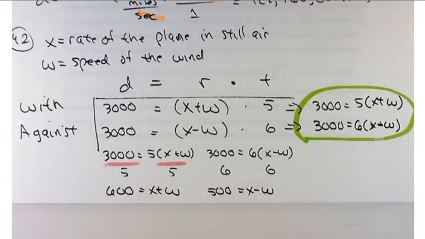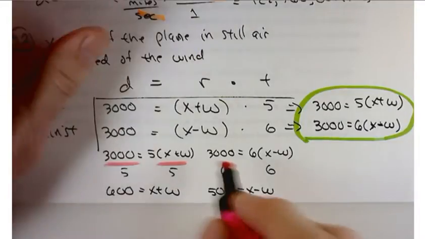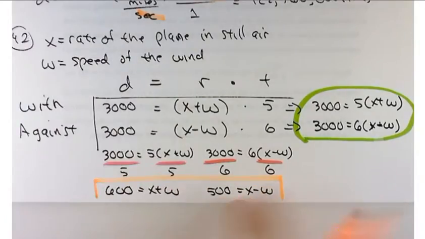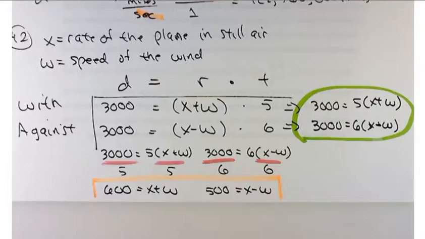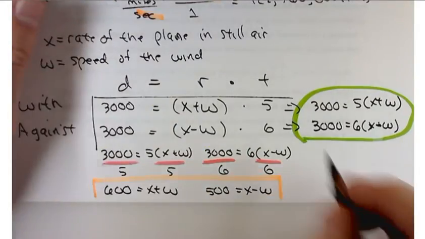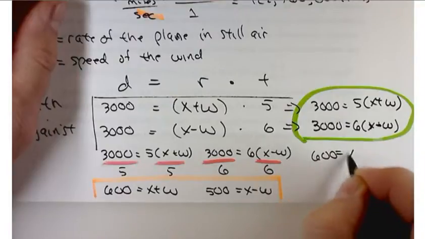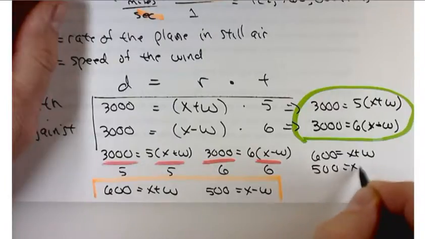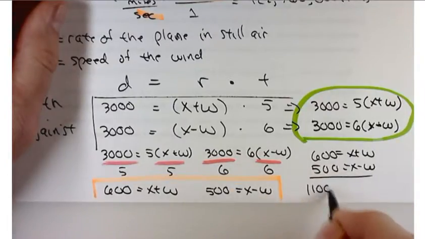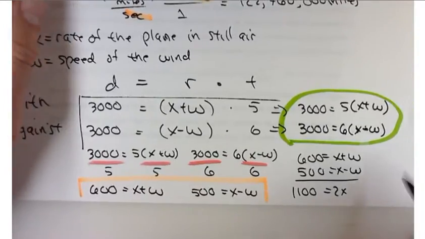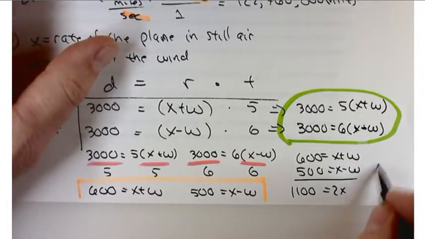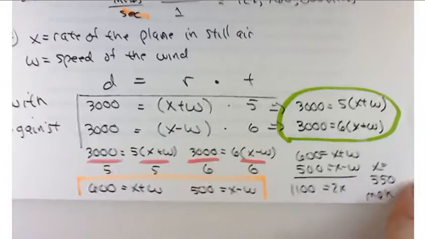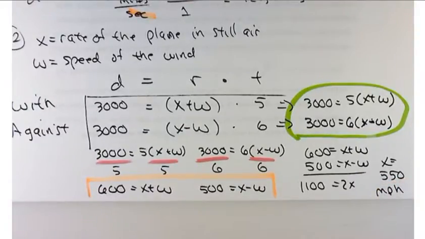So this system of equations down here, these bottom two, are equivalent to solving this system of equations up here. This is just a little friendlier. You don't have to do it that way. 600 equals x plus w. 500 equals x minus w. If you divide both sides by 2, you get x equals 550 miles per hour. That's how fast the wind is blowing. Or excuse me, that's how fast the plane is traveling.